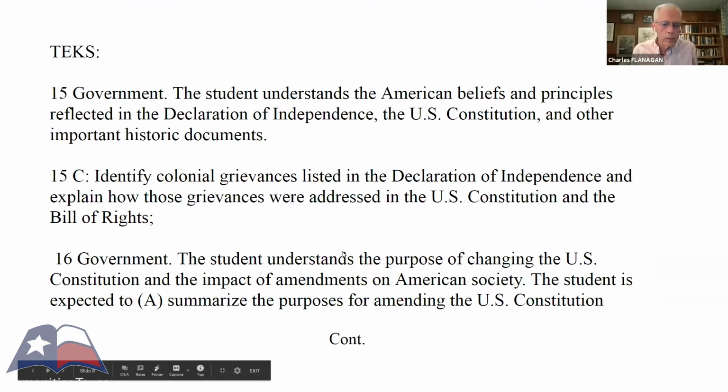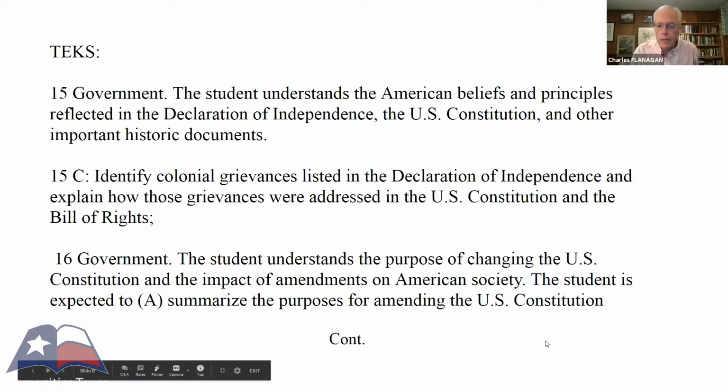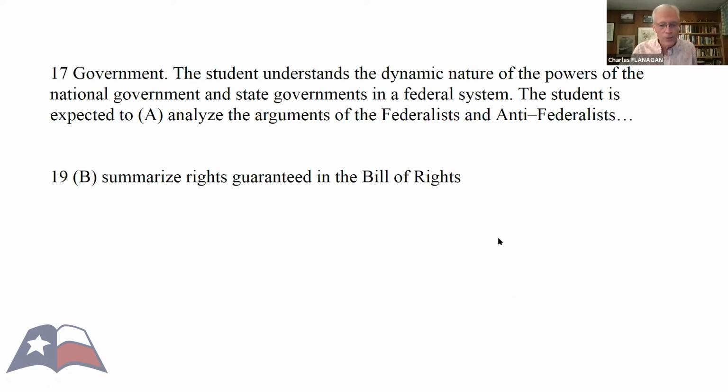Now, the TEKS want you to know a number of things about this process. So they want you to know that the student understands the American beliefs and principles reflected in the Declaration of Independence, the US Constitution, and other important historic documents. They want the students to identify colonial grievances listed in the Declaration of Independence and explain how those grievances were addressed in the US Constitution and the Bill of Rights. Third, they want the students to understand the purpose of changing the US Constitution and the impact of amendments on American society. And they have to summarize the purposes for changing the Constitution. I have no guidance on that purposes part of that. That sounds a little sweeping to me.